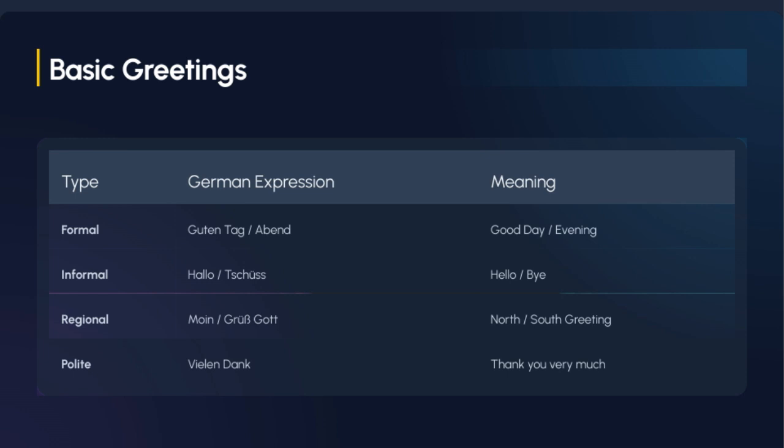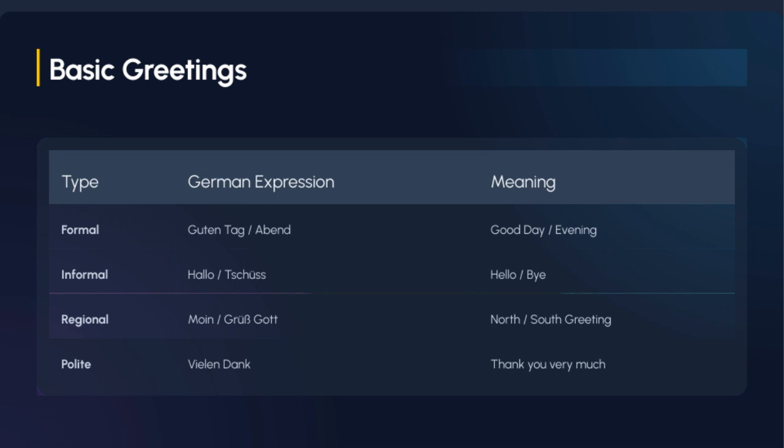When we look at greetings across Germany, you'll notice there are regional differences. For example, in the north, people often say "Moin," while in the south, "Grüß Gott" is more common. These are regional greetings that reflect local culture and traditions.